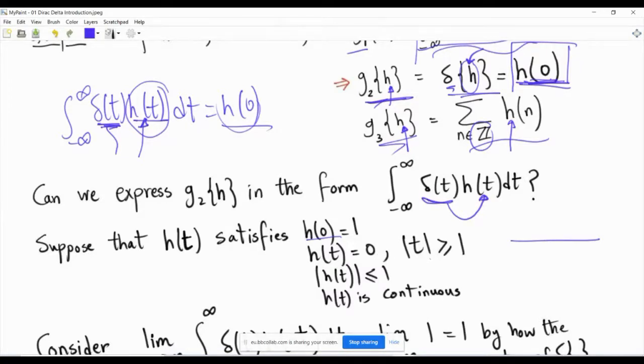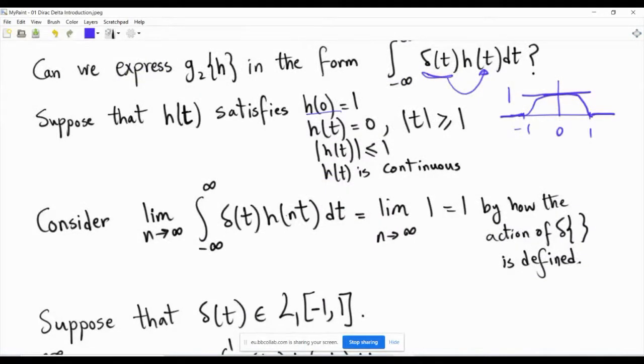The function h is 0 outside the interval where the absolute value of t is less than 1. So basically, for the function h of t, let's take a function that looks something like this: it's 0 here, 0 there, and it looks something like this. At the origin it is equal to 1, and its magnitude is less than or equal to 1.